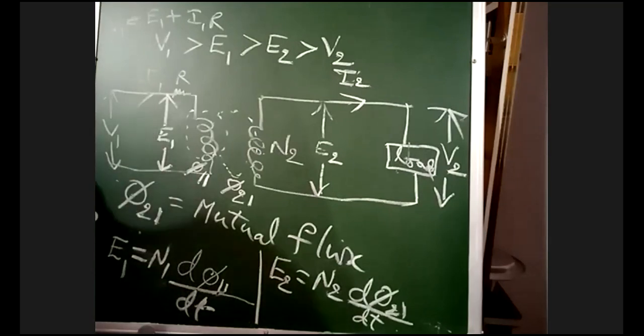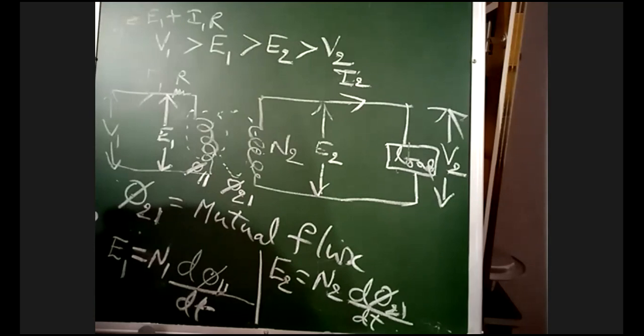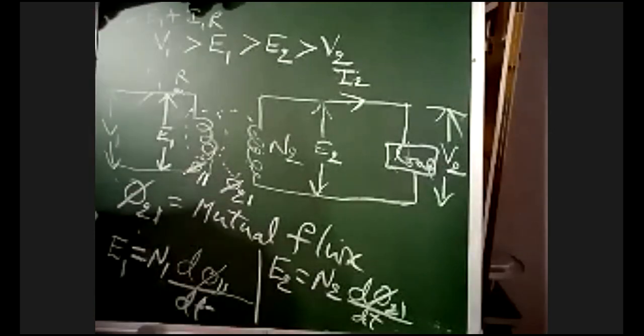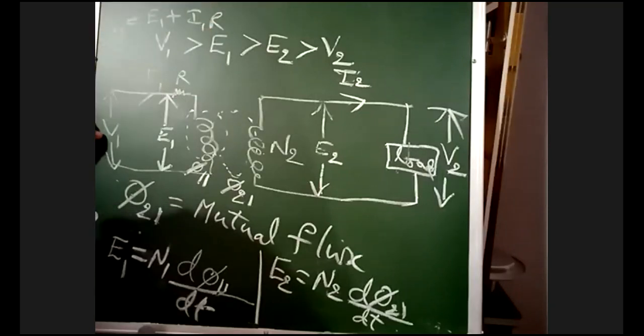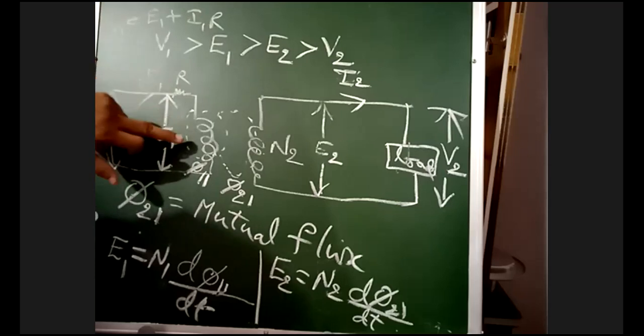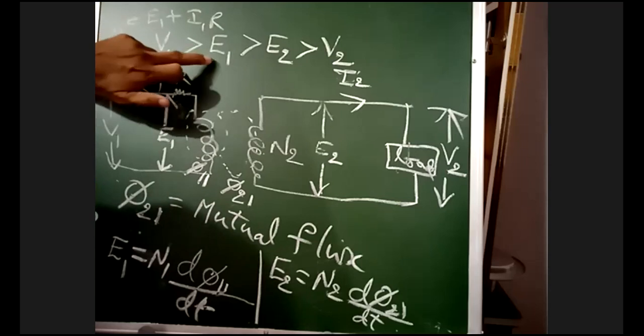V1 is equal to E1 plus I1 into R. Then V1 is greater than E1 or not? Yes, sir, greater. I1R is the voltage drop across this. When you are applying V1, some voltage is dropped across the resistance. That means some voltage is dropped across the inductance also. Therefore, V1 is greater than E1.